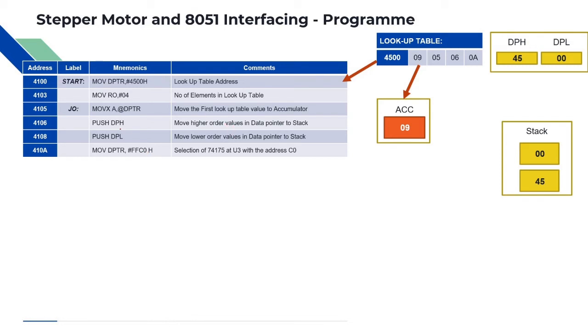Since we have only one 16-bit register, we are getting the help of the stack pointer so that we don't lose any of these addresses, right? 4500 or FFC0, we don't want to lose these. So we are storing the lookup table reference value in the stack before we handle the address of the port where the interfacing board is connected.